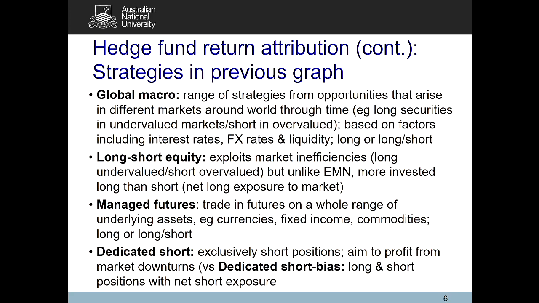Global macro is the one I told you is really hard to pin down, because the strategies will vary in the cross-section, even within global macro funds, and they're going to vary across time, right? Essentially, this is a purely opportunistic strategy. You're trying to find whatever markets are hot at the time and take advantage of that. So you might be long in whichever securities you think are undervalued in particular markets that you think are undervalued, and short in the reverse.